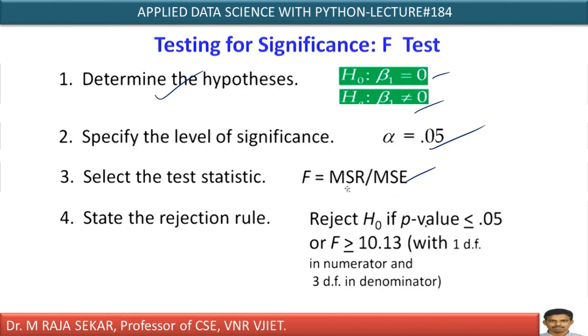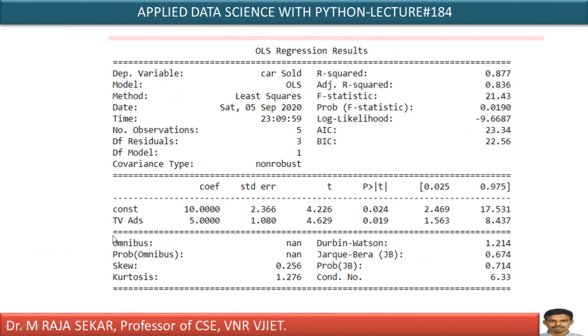Reject H naught if p value is less than or equal to alpha. This is the rule. Or reject if F is greater than or equal to 10.13. We will discuss how you are getting this 10.13. Let me go to that particular output again and again. To get this output, just refer to lecture 179. In that lecture I discussed and showed this output. Now we will try to understand our F statistic.